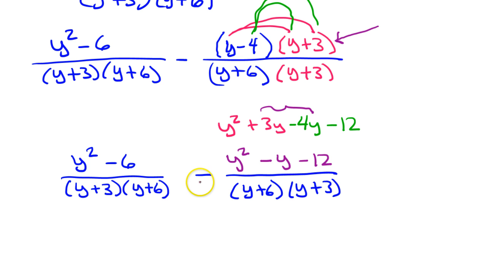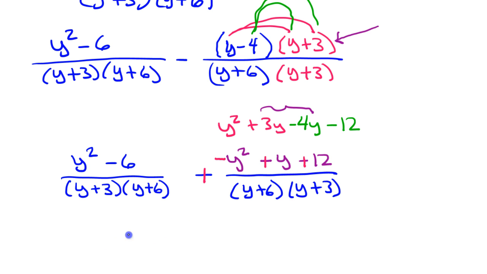Notice this is a subtraction problem, so be careful. We've learned that the easiest thing to do is to change this to an addition problem and take that negative sign and distribute across the numerator. So that's going to make this negative y squared, positive y, positive 12. I'm just changing all the signs. If I do that, I can just easily combine like terms.